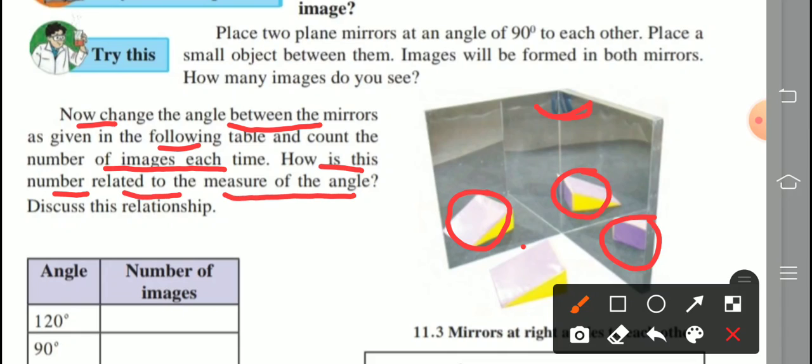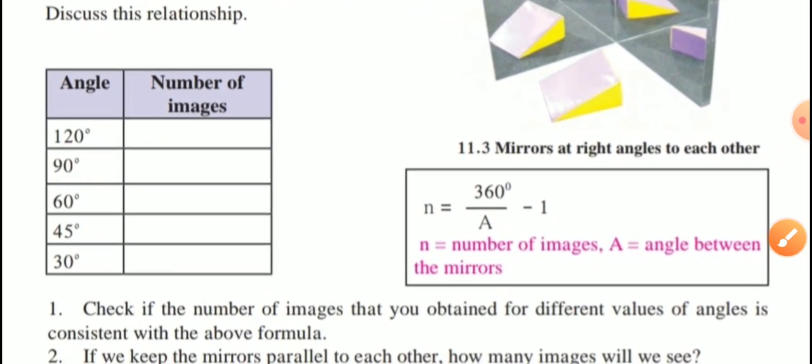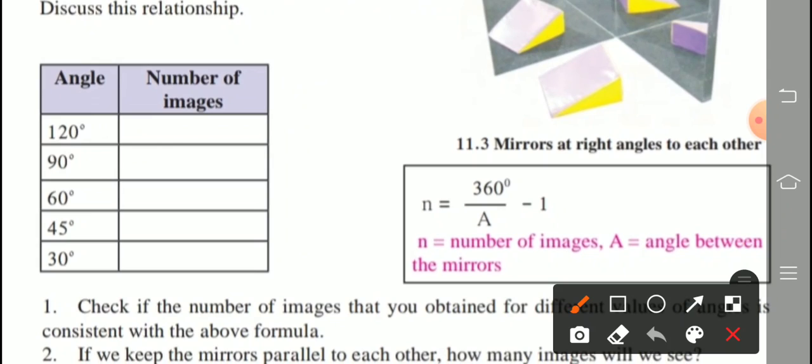So first of all, we find out the answer. You have one question given. Angle is 90 degrees, our answer is 3. Angle is 90 degrees between the two mirrors, so how many images are formed? 3 images. In this way, we are completing this table. Our first answer is 3. Suppose 120 degrees. Here one formula is given. With the help of this formula, we find out the answers easily.